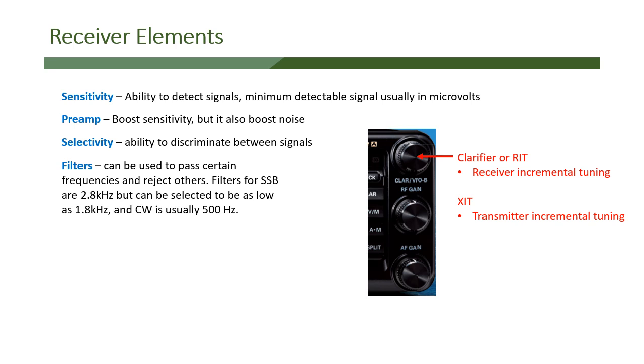And as you just heard me mention, we can use filters to change that selectivity a little bit so that it makes it easier for us to hear stations that may be overlapping a little bit with each other. For SSB, as I said, you can go from 2.8 kilohertz to 1.8 kilohertz. And for CW, you can usually go to 500 hertz and lower, changing the bandwidth if there are overlapping stations.